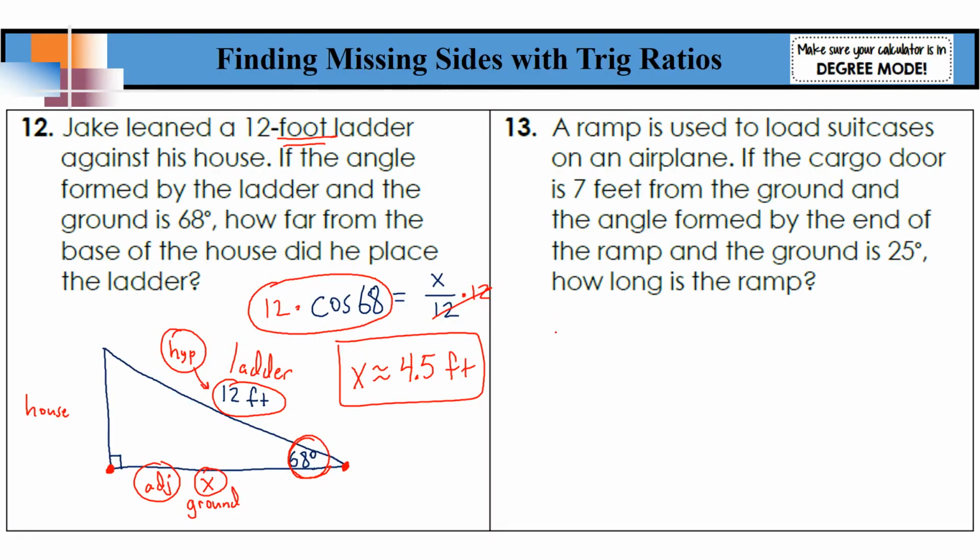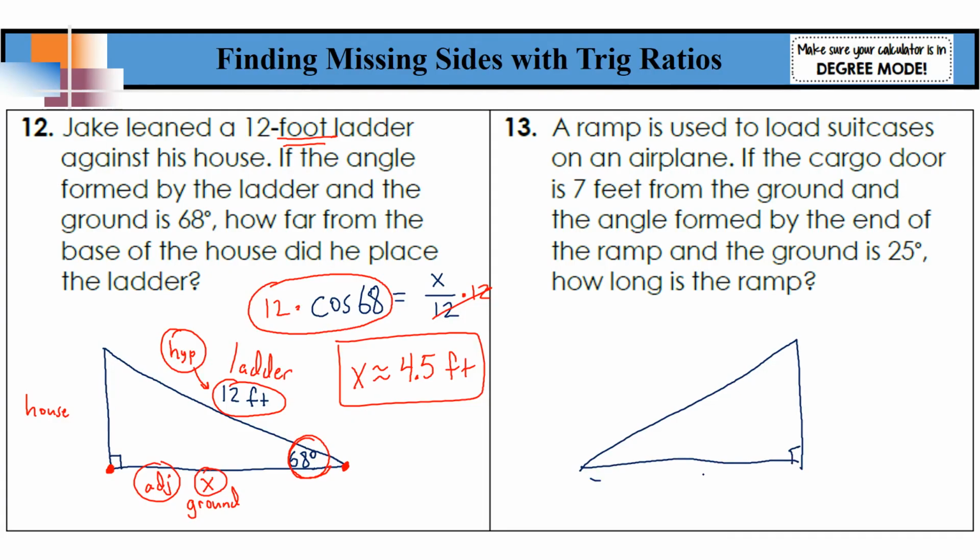Okay, last example on this page. It says a ramp is used to load suitcases on an airplane. If the cargo door is 7 feet from the ground and the angle formed by the end of the ramp and the ground is 25 degrees, how long is the ramp? Okay, so once again, let's draw ourselves a diagram. Let's begin with a right triangle, something like this.